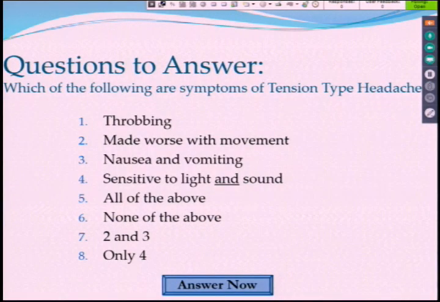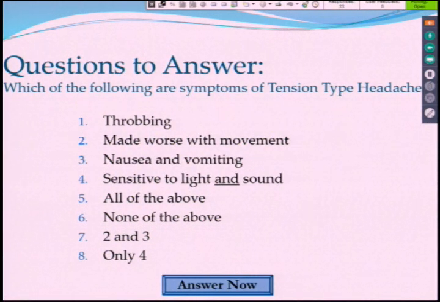If we talk about headaches, which of the following symptoms are not associated with tension type headaches? If we're going to talk about migraine and tension type headaches, we need to know how we separate the difference between them. It's really quite simple, but the question is, we have all these symptoms, so which is it? Throbbing, made worse by movement, nausea and vomiting, light and sound sensitive. All the above you can see with tension type headache, none of the above, 2 and 3, meaning made worse with movement or light and sound sensitive, or only 4, sensitive to light and sound.